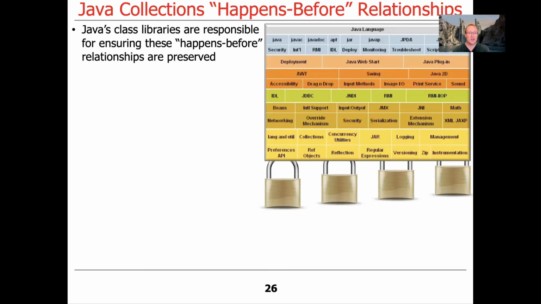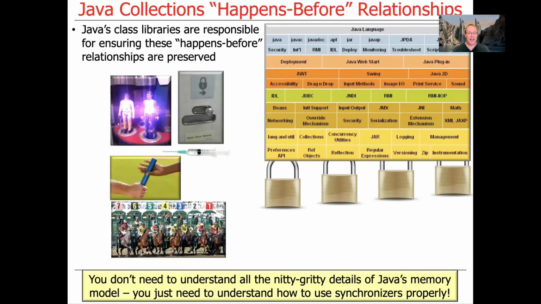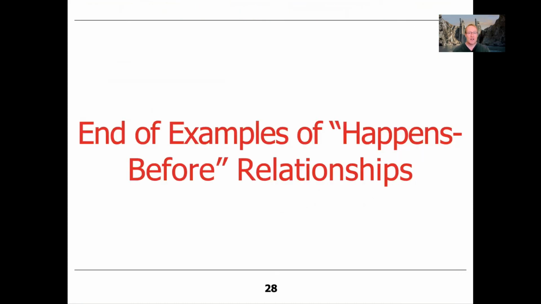The way that this works, of course, under the hood is that the Java class libraries are chock full of very optimized synchronizers like compare and swap operations or var handles or atomic operations or reentrant locks or whatever that ensure that the happens before relationships are properly preserved. The good news is you, as an application developer, don't really need to understand all these nitty-gritty details, although it'll make you a better person and a better programmer if you do. You just have to understand how to use synchronizers properly. So that's the end of our discussion of the happens before relationships and the examples that occur both in Java threads as well as in Java collections and other class libraries in order to be able to demonstrate how happens before relationships occur in practice.